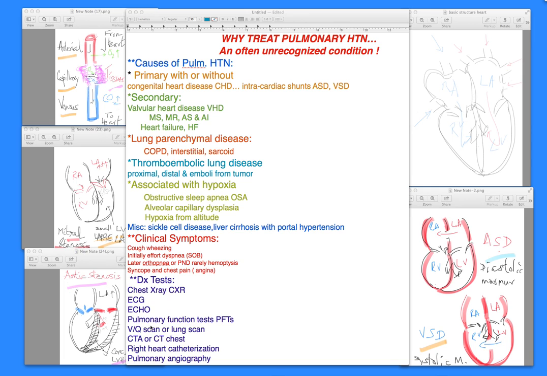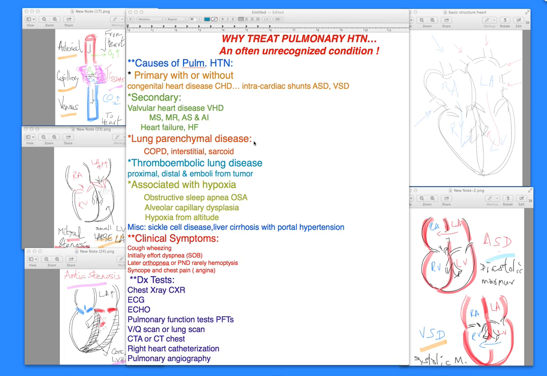Other tests available to you are the VQ scan, the CTA or CT chest, and right heart catheterization, required to demonstrate that the pulmonary wedge pressures are elevated. Then you have pulmonary angiography, which is rarely done, but it's done in settings where you could therapeutically also clear out the thrombus from a thromboembolic phenomenon that may have occurred during the course of the illness.